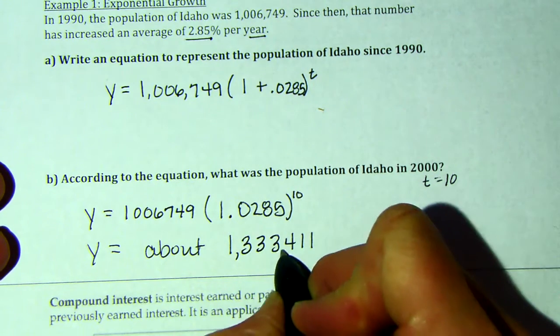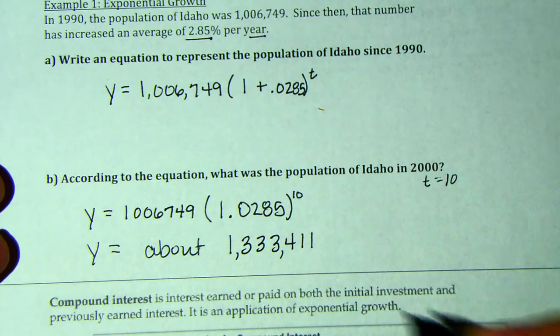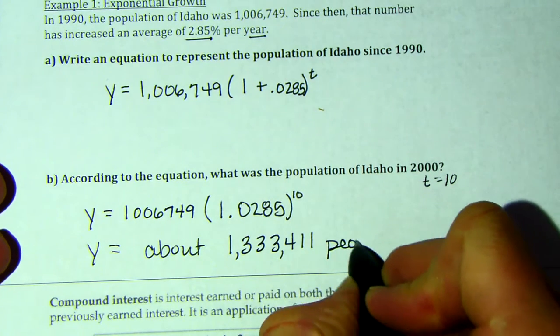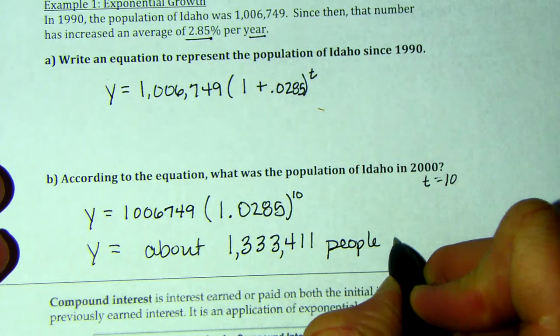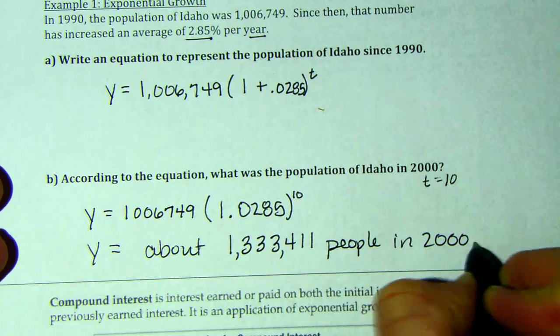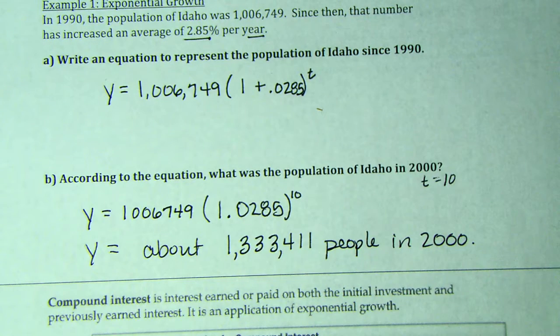So, 1,333,411 people in 2000. How was that? Yeah, are you 100% correct on that? I am. You may have just missed a decimal or something.